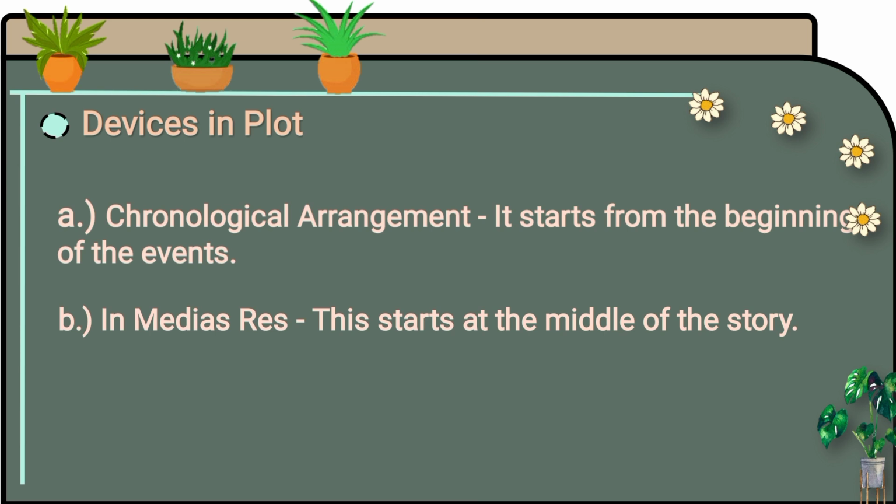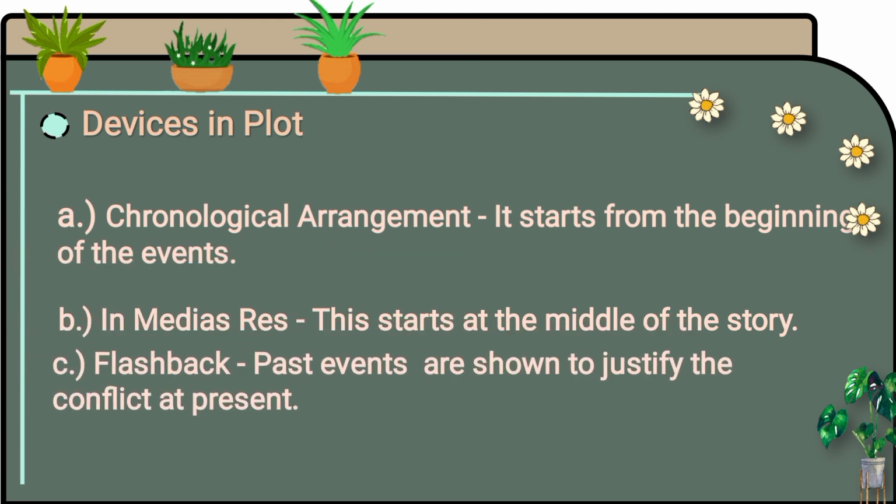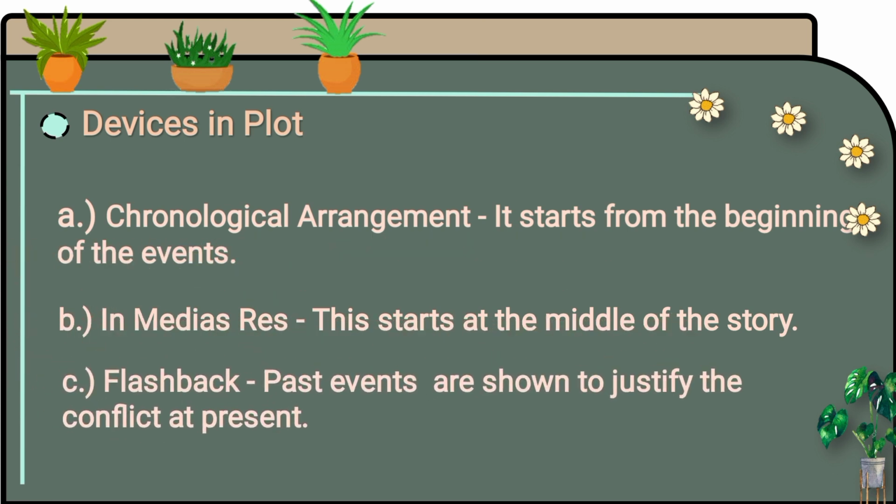So next is the flashback. Past events are shown to justify the conflict at present. So, yung flashback naman ay ginagawa siya para malaman natin kung ano ba ang dahilan ng isang problema doon sa kwento. Next is foreshadowing.